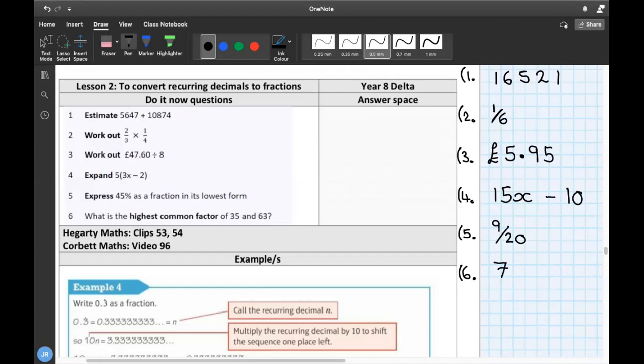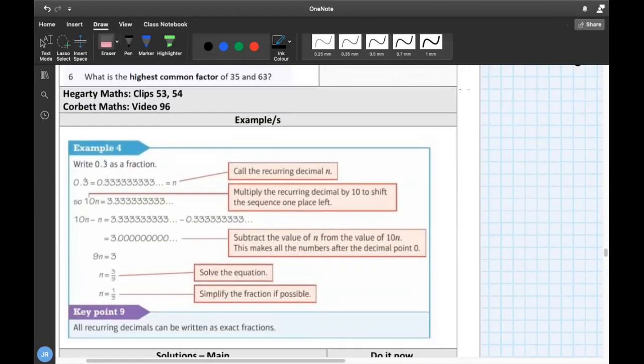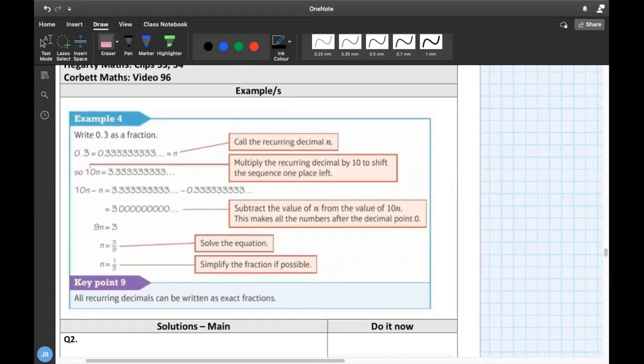Okay, we're going to look at some of the examples now. So I'm just going to rub some of these out and we'll zoom down.